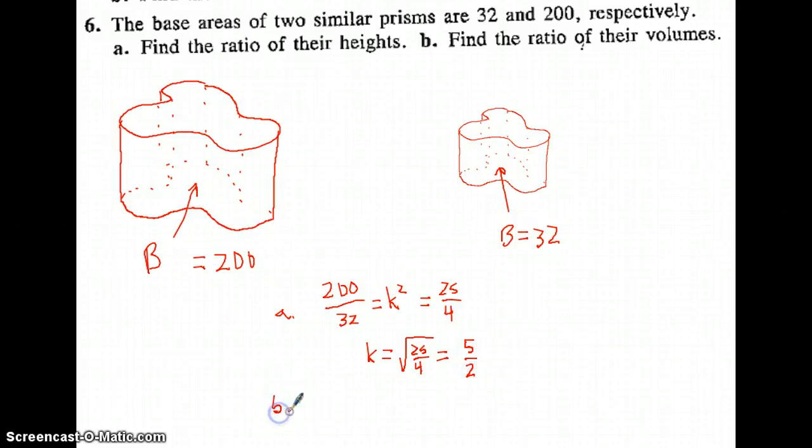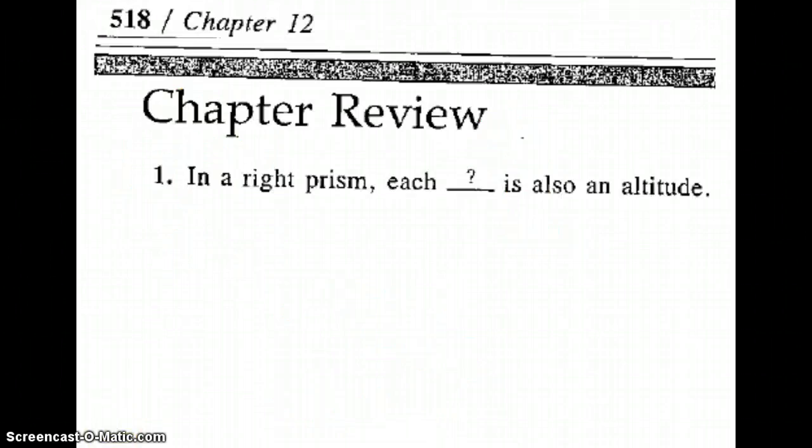Great. B, what's the ratio of their volumes? Well, the ratio of their volumes would be K cubed, which is this thing I just found. It's K cubed, which isn't too bad. 5 cubed over 2 cubed. All right, now on to the actual chapter review, which is at the end of the chapter, on page 518.